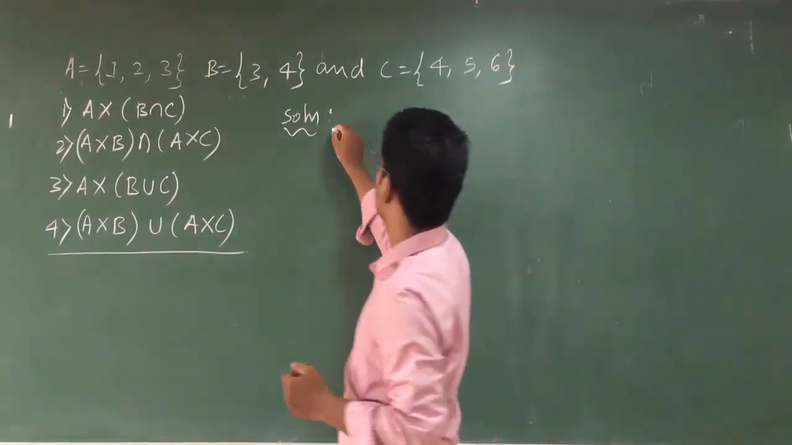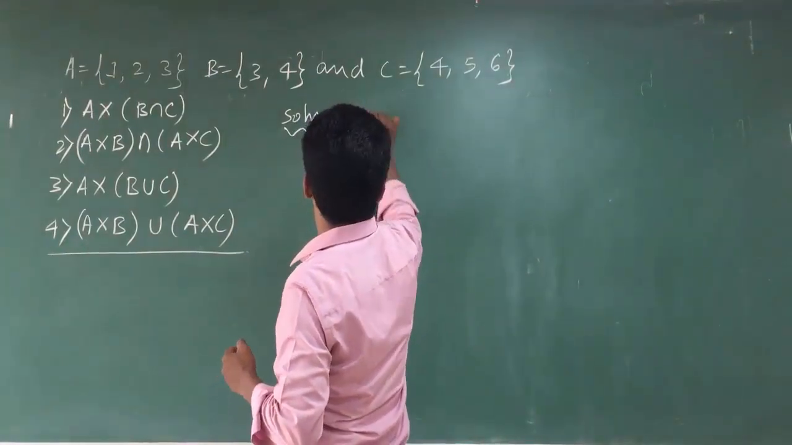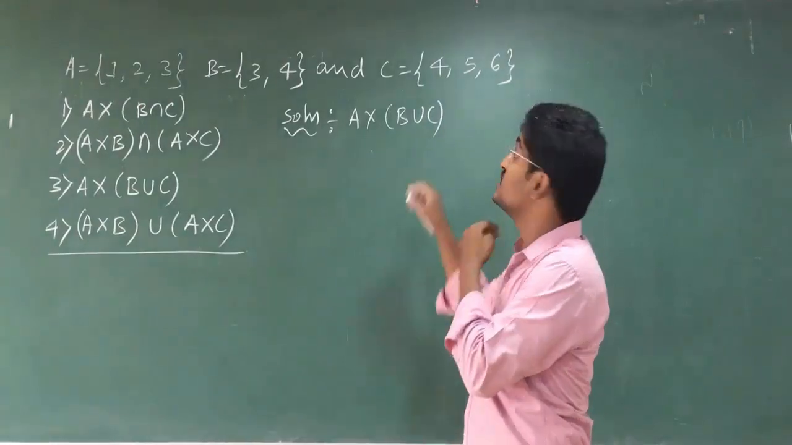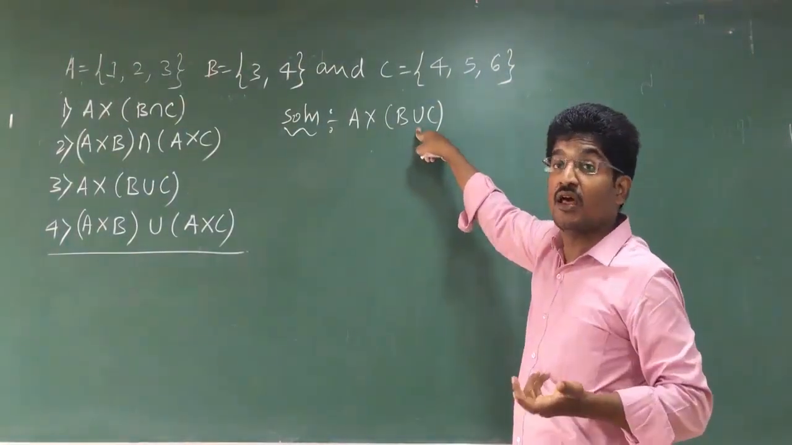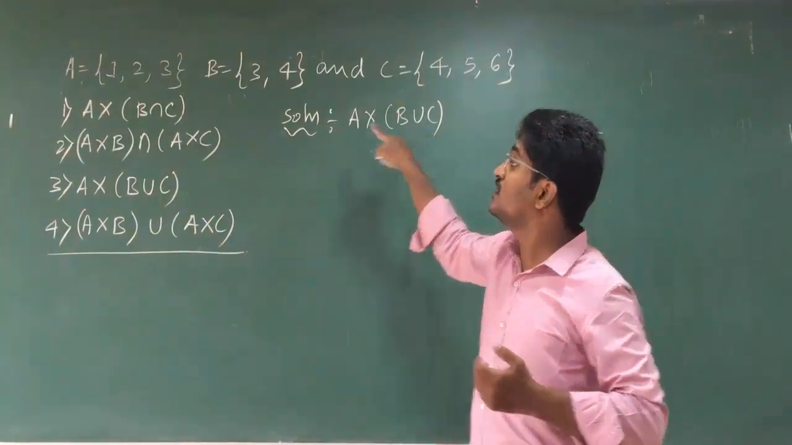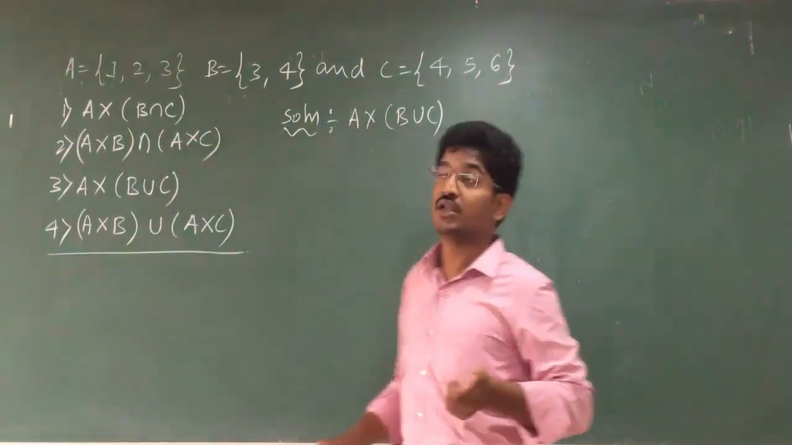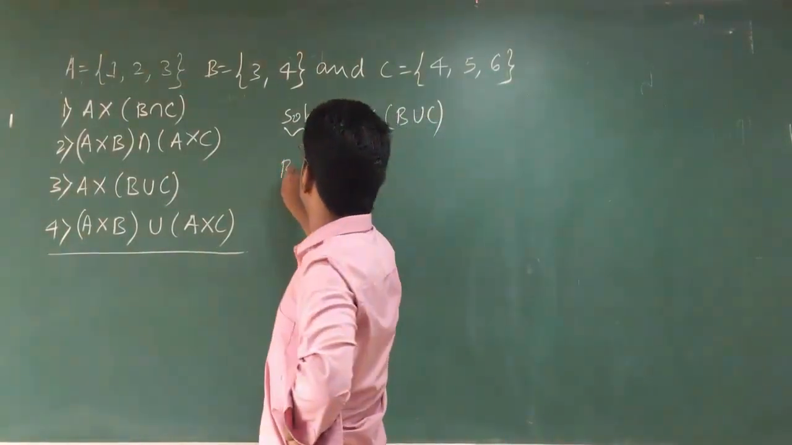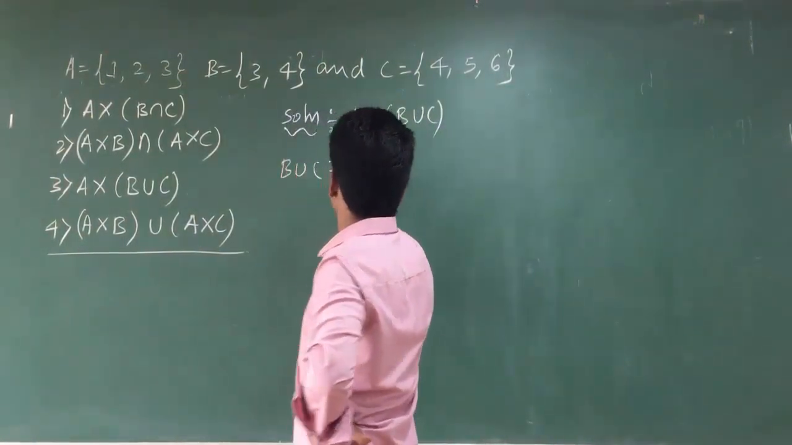Okay, now let us go for the third one. What is third one? A cross B union C. So this means union. Logic term is union. This is nothing but intersection. Union means, see here, B union C.